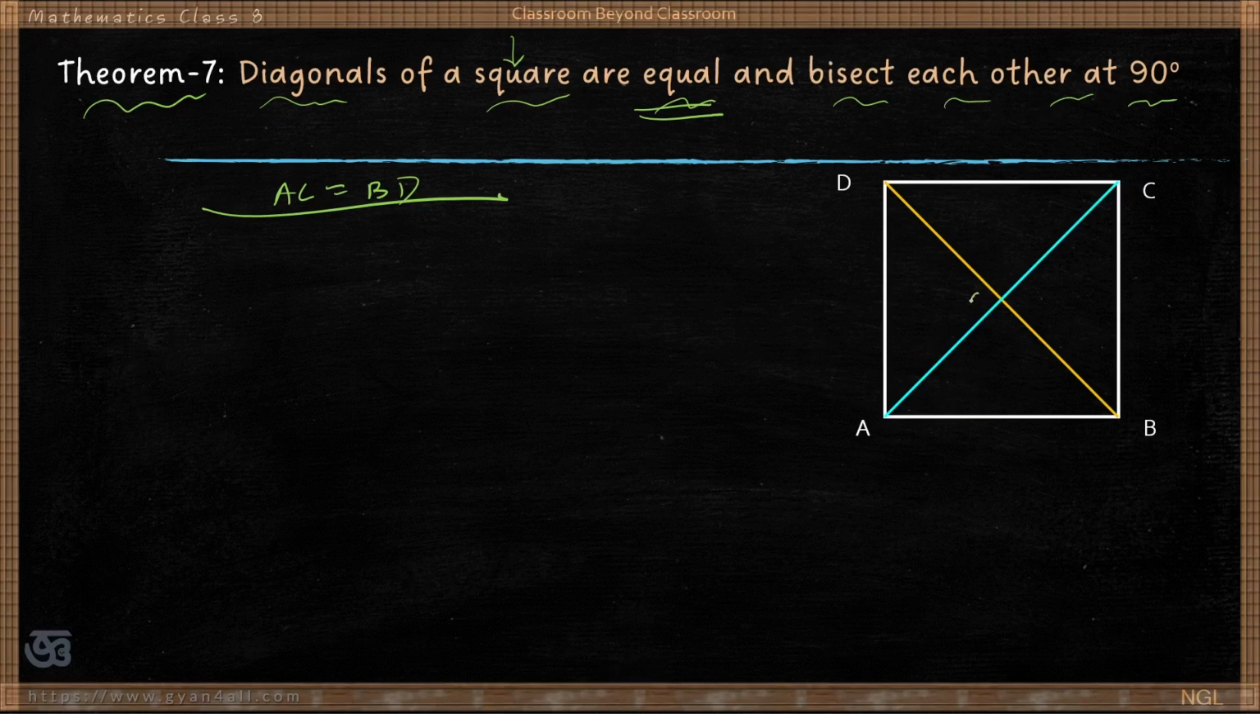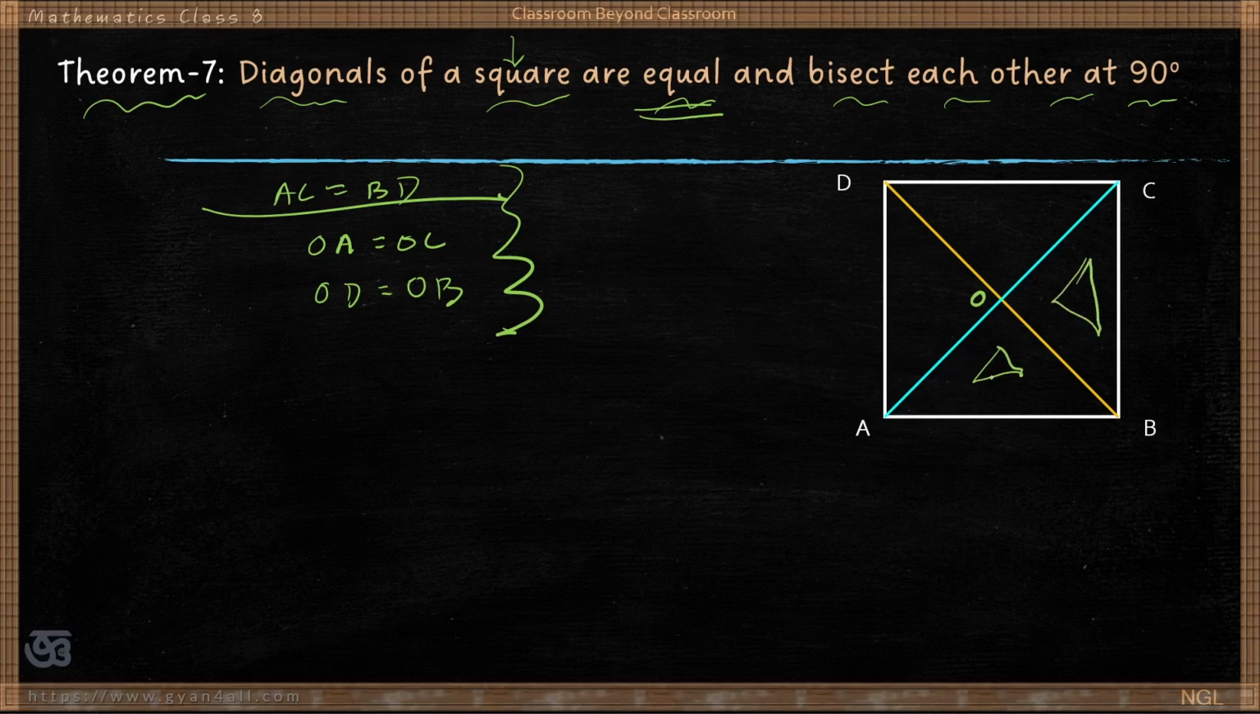They bisect each other. So that means if they intersect at point O, then this is equal to this and this is equal to this. This also we can prove easily because we have already proved it for rectangles. A square is a special rectangle. So what we know: OA is equal to OC and OD is equal to OB. We have to prove this first, then only we have to prove that they intersect at 90 degrees. So for that again we will take this triangle and this triangle.